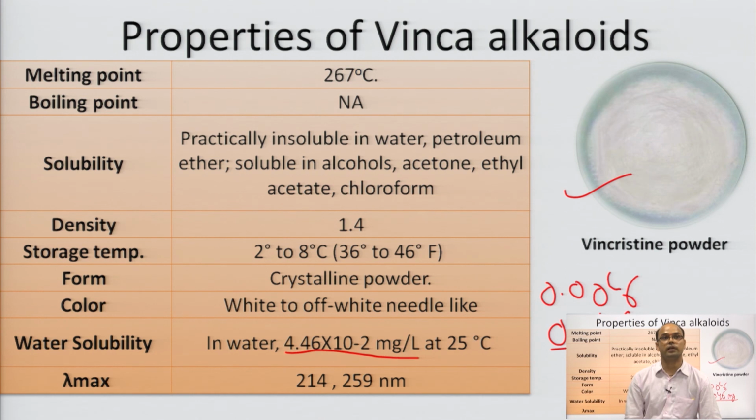These are the properties of Vinca alkaloids. We have got a sharp melting point of 267 degrees Celsius. Then solubility: it is practically insoluble in water, but it is soluble in alcohols, acetone, ethyl acetate and chloroform. The density is greater than water, around 1.4. The storage temperature for purified vincristine powder is around 2 to 8 degrees Celsius. It occurs in the form of a white crystalline powder, which is hygroscopic in nature, which absorbs water.